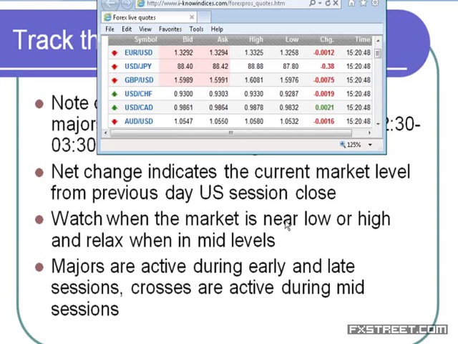So when the market is near the low, we'll try to take a buy position. When the market is near the high, we'll try to take a sell position during the first 30 minutes of the start of the market. Afterwards, if the market is at the middle level, we simply relax, understanding that they are handling the crosses, and we have to wait patiently.